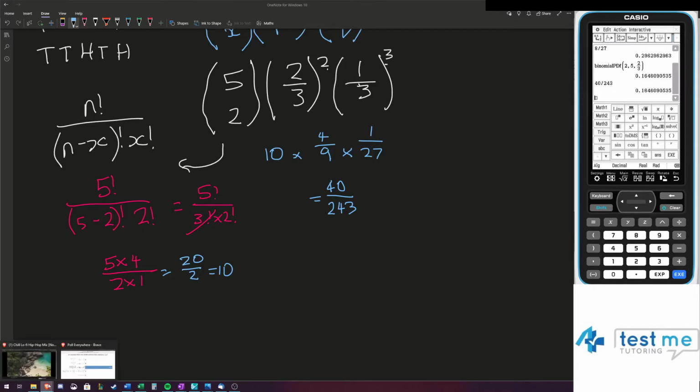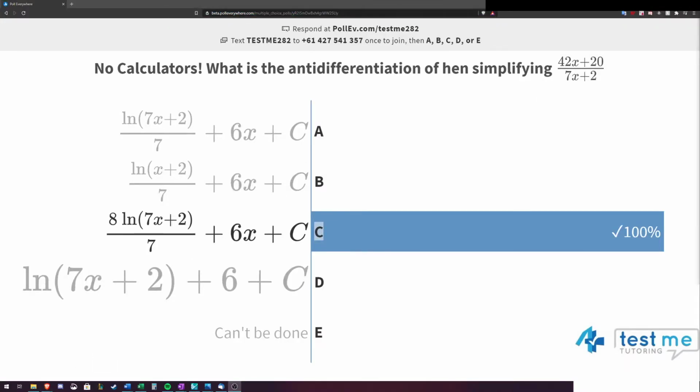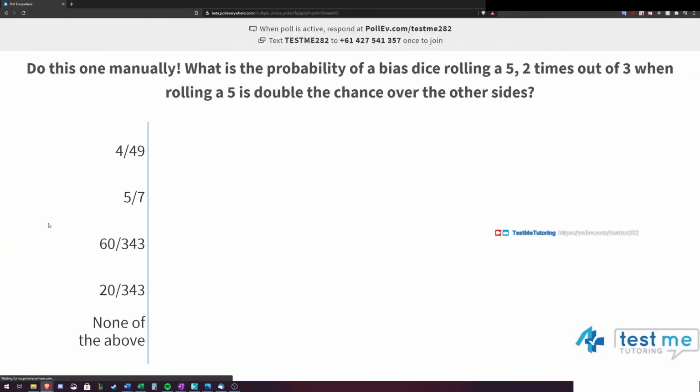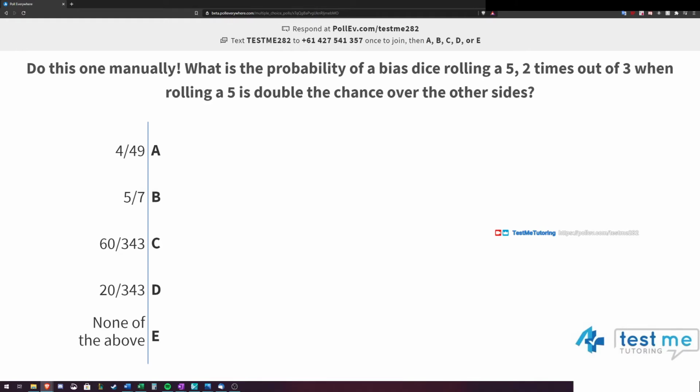Alright, here's a multiple choice question. I'll open it up to everyone. There's the poll if people want to join. Do this one manually, please, if you can. What's the probability of a biased dice rolling a 5 2 times out of 3, when rolling a 5 is double the chance of the other sides? Depending on how everyone goes, I might have to explain this one because it's quite complex. So give it a go. This one might take a bit of time, so I'll just get up and have a stretch and fill up my water bottle. I'll be back in 1 sec.